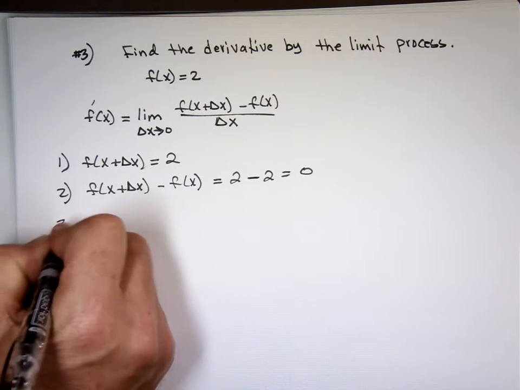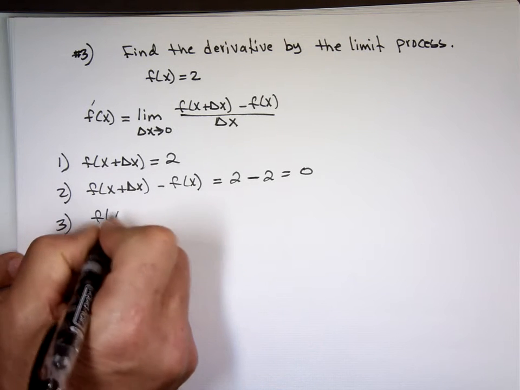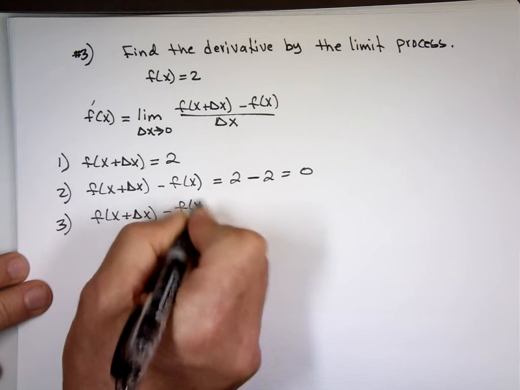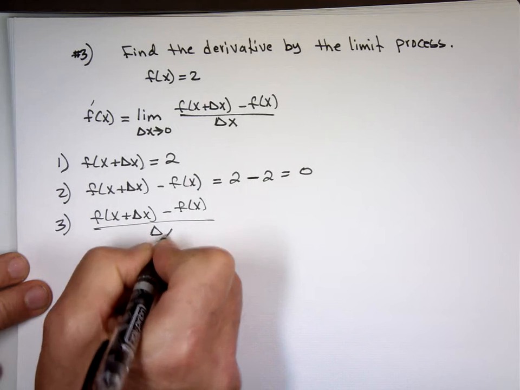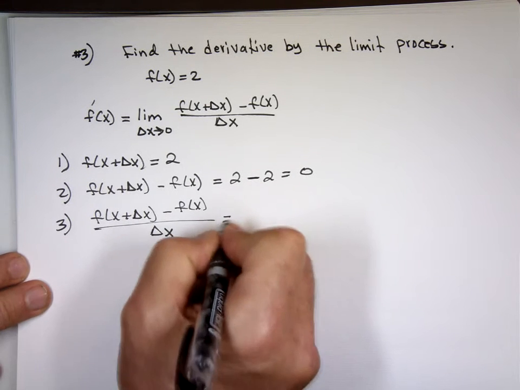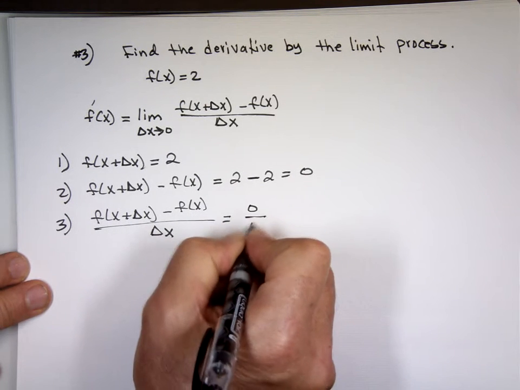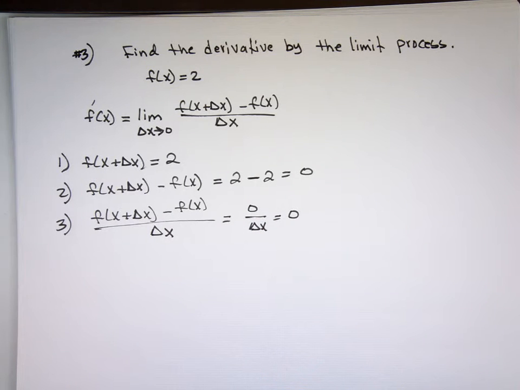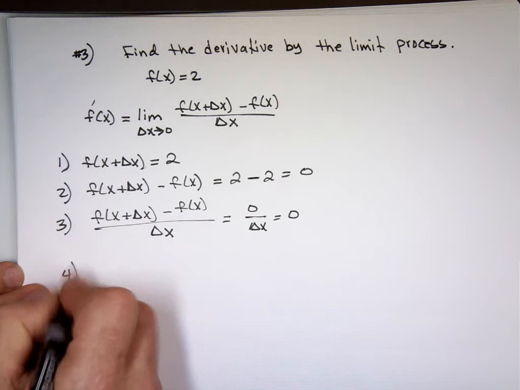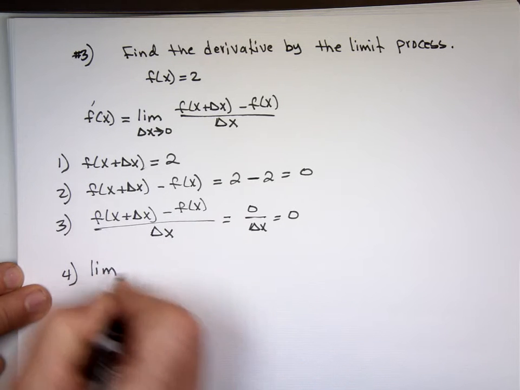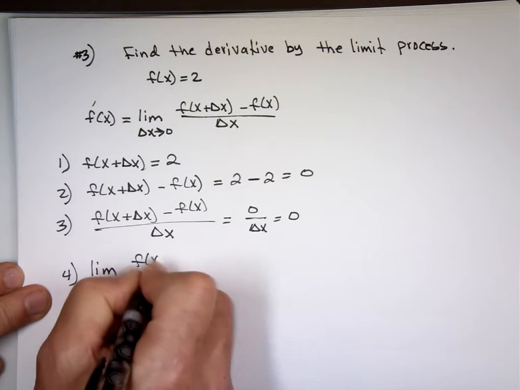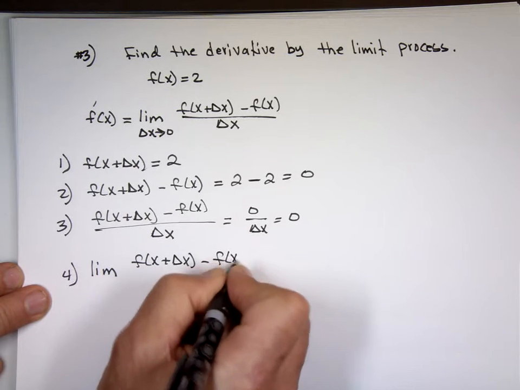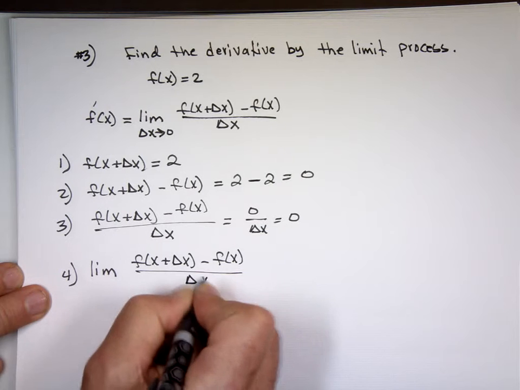Step number 3, take the difference and divide it by what? Delta x. So 0 divided by delta x, which is what? 0. And step number 4, take the limit of f of x plus delta x minus f of x all divided by delta x as delta x approaches 0.